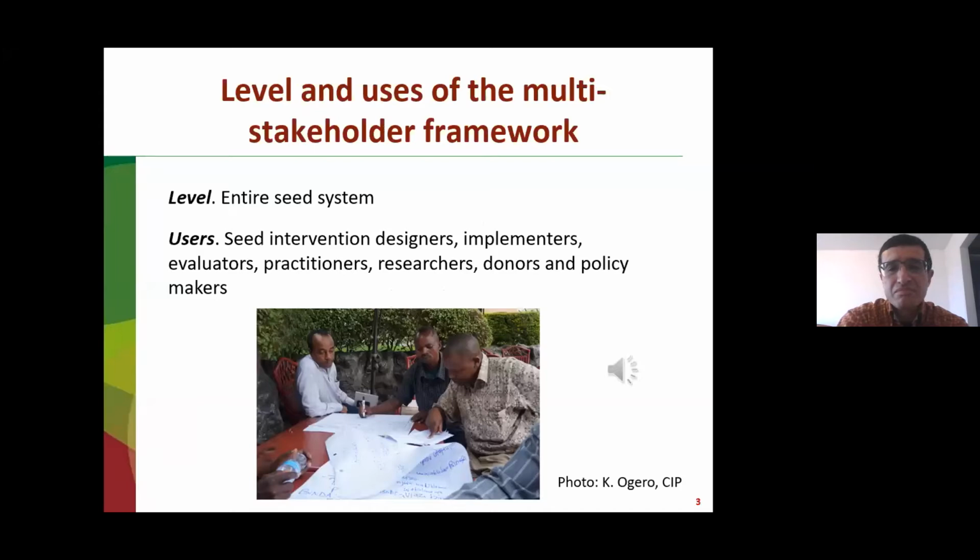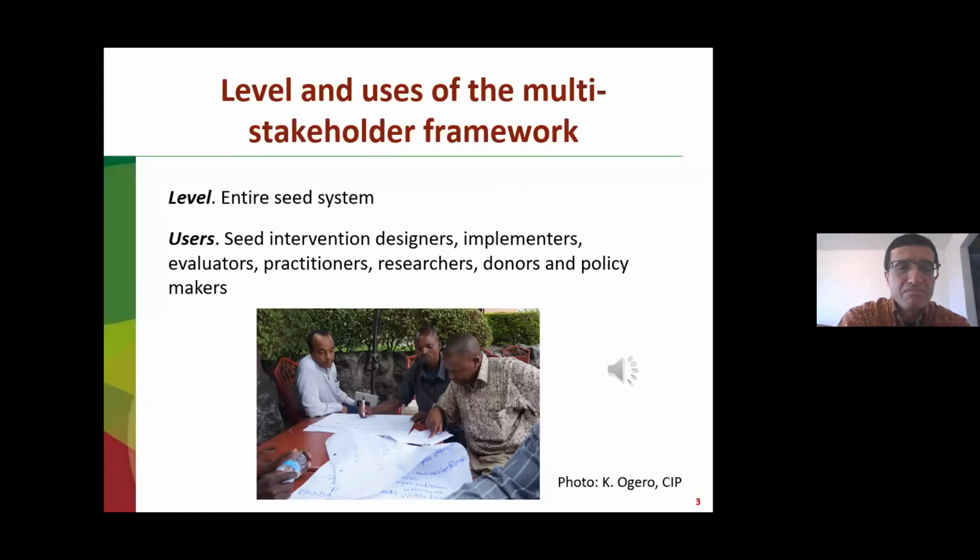Let's see now the level and uses of the framework. First, the level. The framework can be used across the entire seed system as an entire seed value chain. So the framework can be used to provide a quick overview of genetic resources, of a breeding program, of early generation seed production, of decentralized multiplication of seed, seed use, and seed distribution.